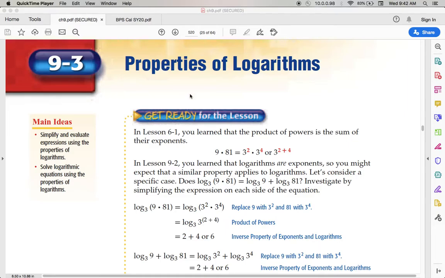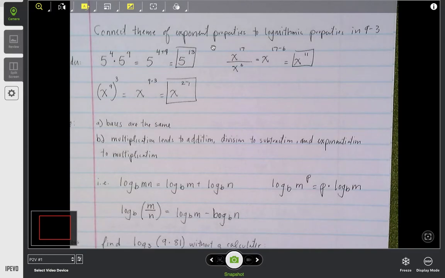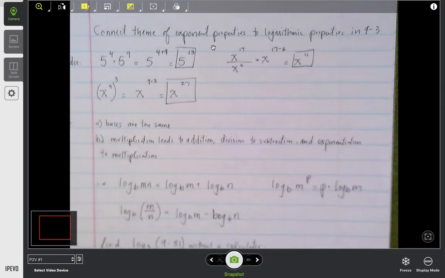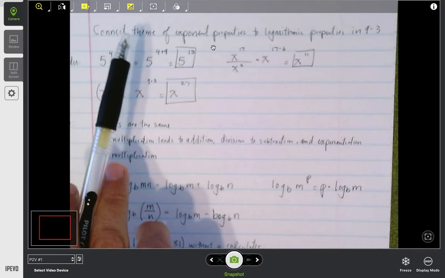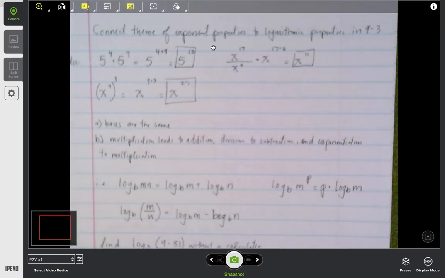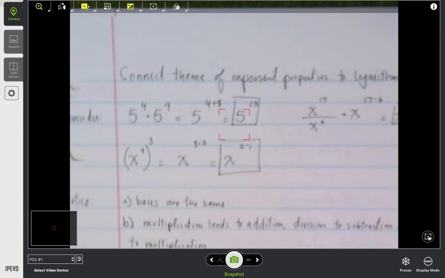The good news is that there's really no new properties to learn here. The properties are very much the same as they were for exponents. So let's see if we can make that a little bit more explicit here. Here I'm asking you to consider a few exponent operations, and my goal is to connect the theme of exponent properties to logarithmic properties in 9-3. So let's take a quick look and a close look at these.